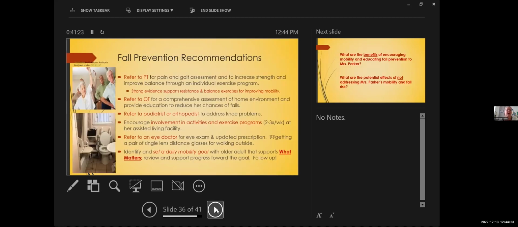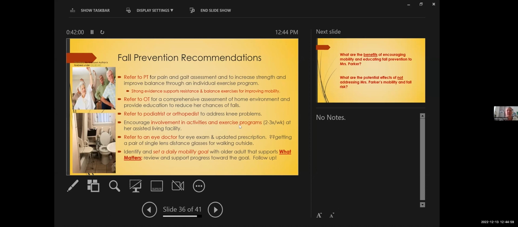Fall prevention recommendations. You guys mentioned referring to a PT. There's strong evidence that resistance and balance exercises help improve mobility, thus reducing the risk of falling. We talked about referring to OT for a home assessment, maybe to an orthopedist about her ongoing knee pain and problems, or to a podiatrist for looking at maybe some shoes. Encouraging activity, maybe in her assisted living exercise programs.